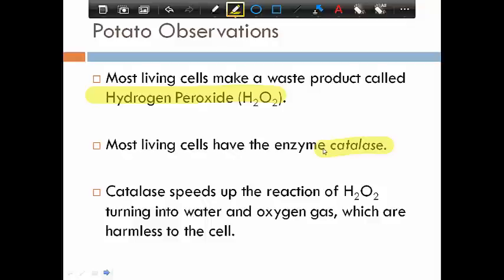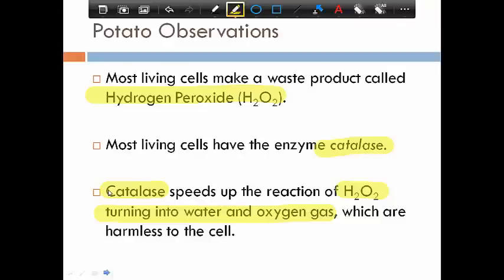What catalase actually does is speed up a reaction of the hydrogen peroxide turning into water and oxygen gas. So in other words, if given enough time, that H2O2, that hydrogen peroxide, would break apart on its own into water and oxygen gas. But it would take a long time, not fast enough for the cell. Okay, it's a poison for the cell. The cell needs to get rid of it quickly. So instead, the cell uses this catalase to speed up that reaction, to get rid of that waste product more quickly.